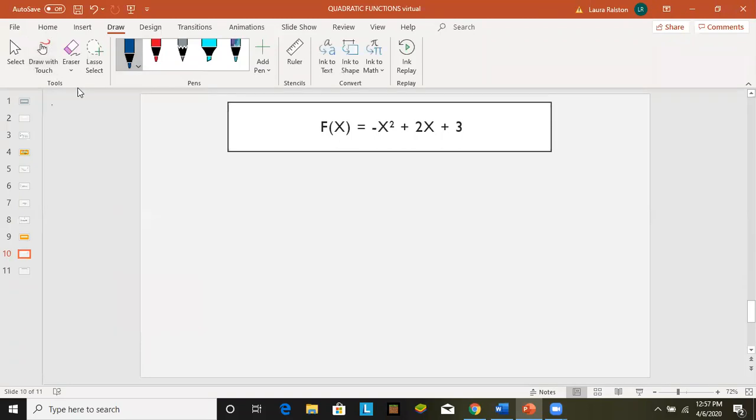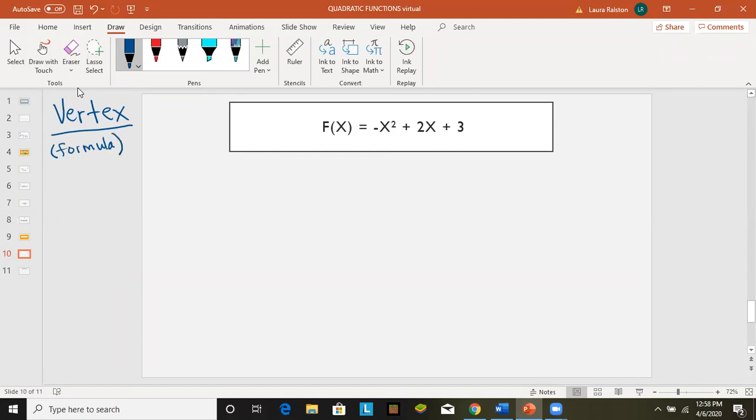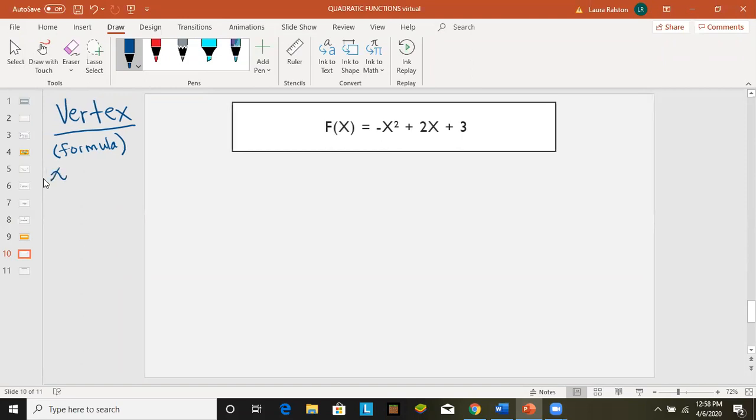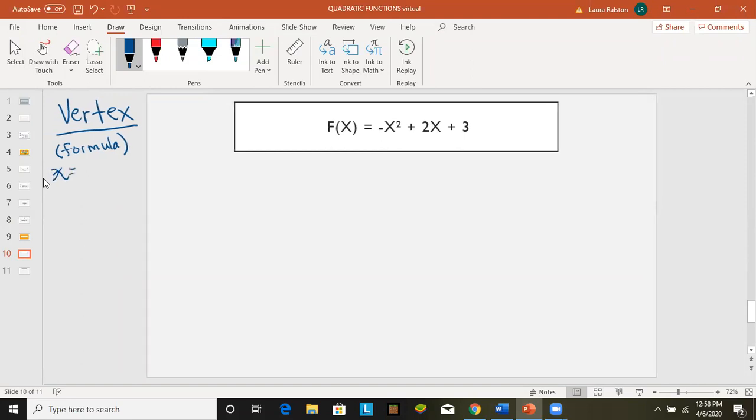So I'm going to go off over here to the side, so I have lots of space, and I'm going to find the vertex. And to find the vertex, I'm going to use the formula. I do not want to, nor am I going to show you how to complete the square. Okay, so we're going to solely rely on the formula. And I'm going to write the formula down. For my x coordinate, it is the opposite of b over 2a. And to get the y coordinate, I substitute my x value back into the function itself.